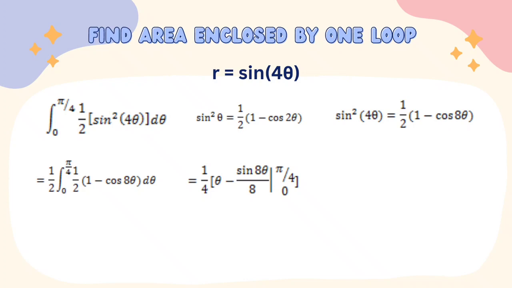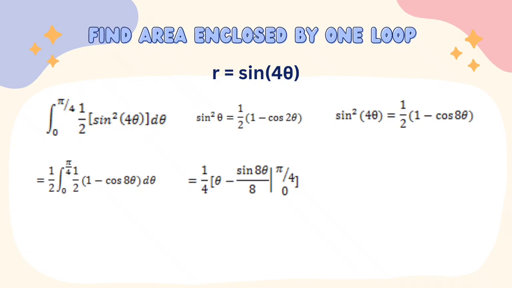If I integrate 1, I'm going to get theta. And the antiderivative of cosine 8 theta is going to be sine of 8 theta over 8. And you can justify that using a substitution. We have to evaluate this from 0 to pi over 4. So let's go ahead and do that real quick.